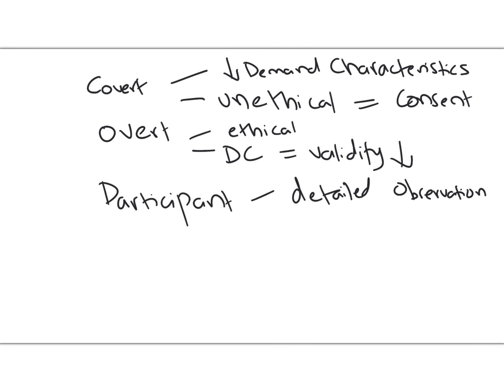But the problem with a participant observation is that particularly if it's overt, and the participants know that they're being observed and you're really close to them, then again, there are high chances of demand characteristics which can lower validity. Because naturally, if someone is very close to you and you know they're observing you, you might change your behavior.